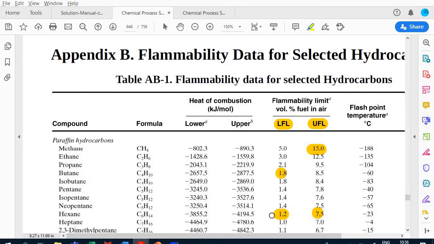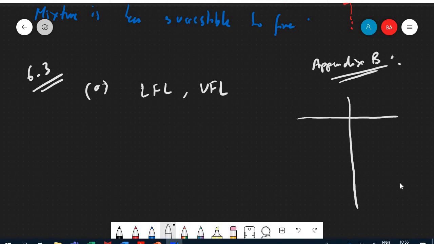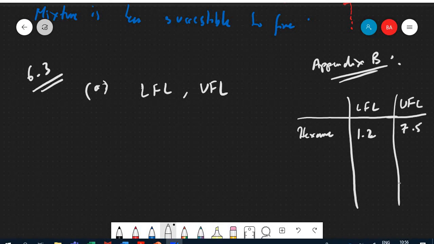For example, hexane: what is the lower flammability limit? It is 1.2, and the upper flammability limit is 7.5. So for hexane, it is 1.2 for the lower flammability limit and 7.5 for the upper flammability limit, and so on. So you're going to continue and find the flammability limits for all the compounds that we have here. So we have methane, it is 5 and 15, and then you have ethylene.